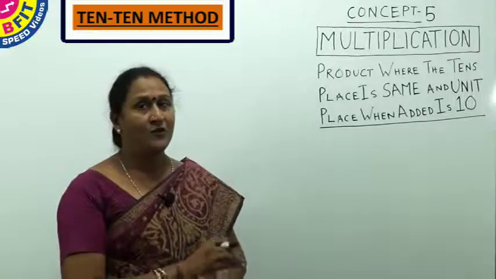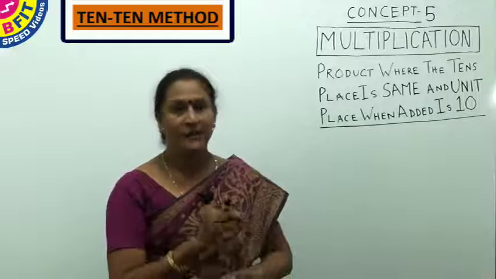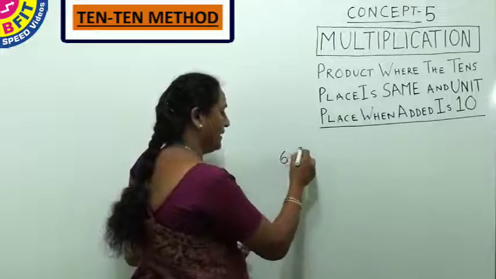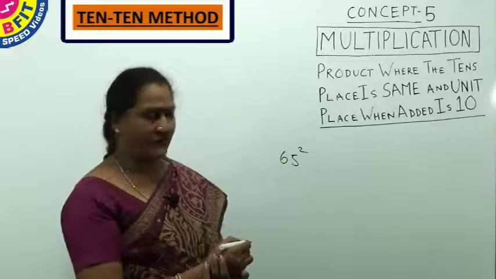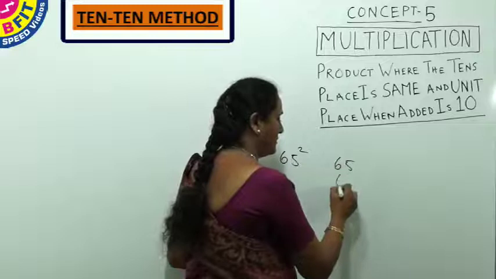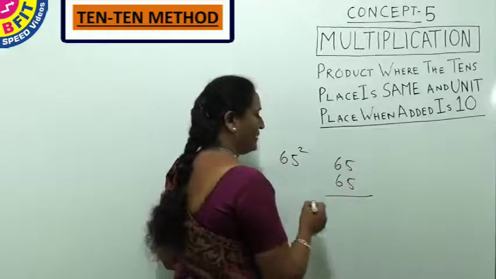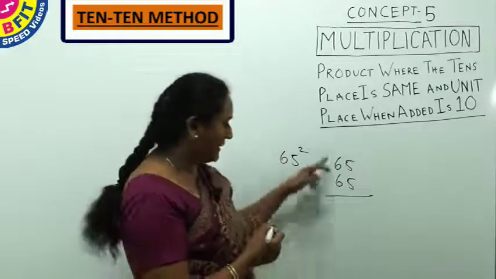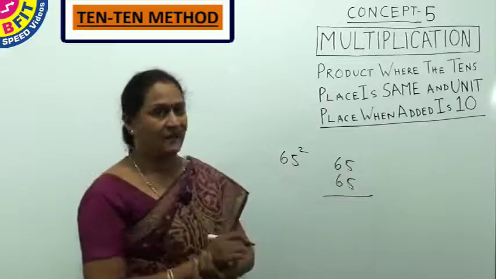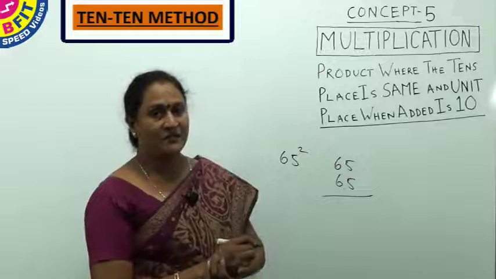So we saw how to find the square of a number ending with 5. Suppose you are finding the square of 65. It means 65 into 65. Here, what is the pattern? The tens place is the same and the unit places, when added, make 10. And how did we find the square of 65?